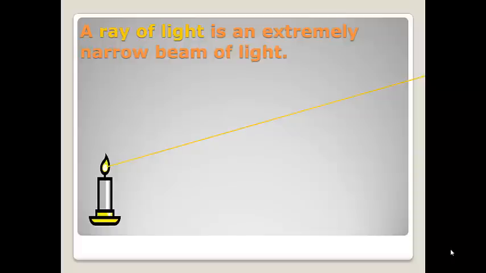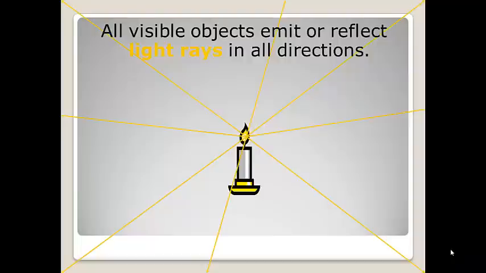A ray of light is actually an extremely narrow beam of light, and it comes from all of the different objects. All visible objects are capable of either emitting or reflecting light rays in all directions. Right now on the screen is just a few of the infinite number of light rays that are possible.